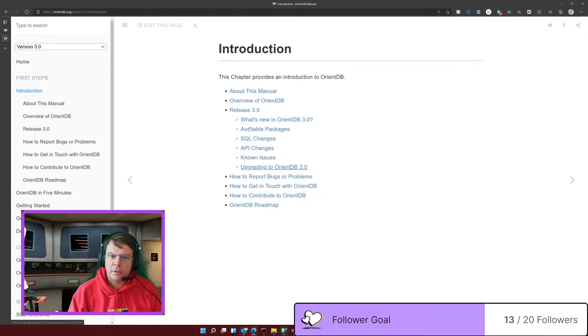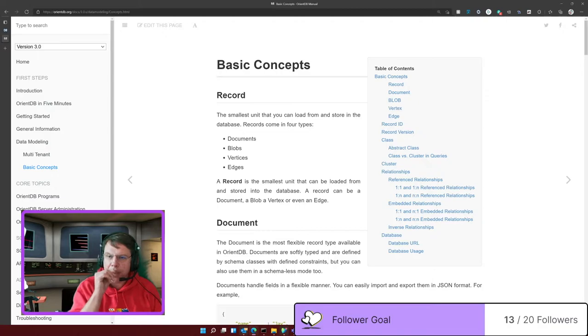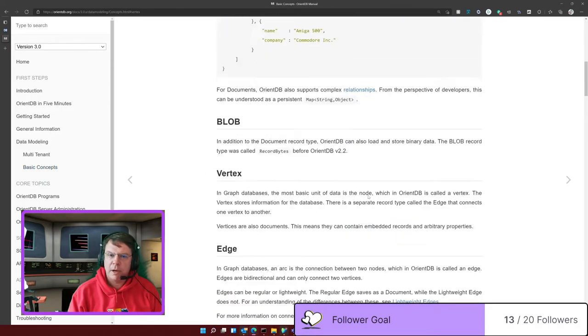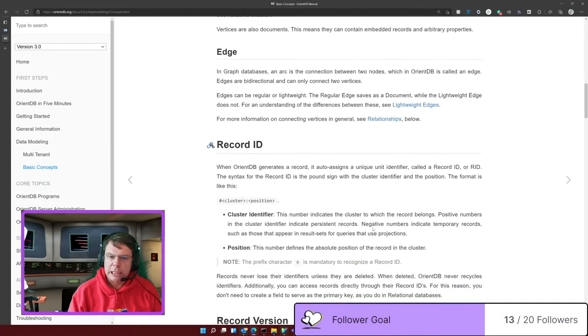Intro. Okay. Bored with that. Let's look at basic concepts. I want them to tell me more about how they're dealing with the graph. So here we go. Four types: documents, blobs, typically binary large objects, kind of a relational term, and vertices and edges. So that's our graph stuff right in here. So to talk to me about vertices and edges. Yep, I understand what those are. They're also documents, right? So it's a document system under the hood.